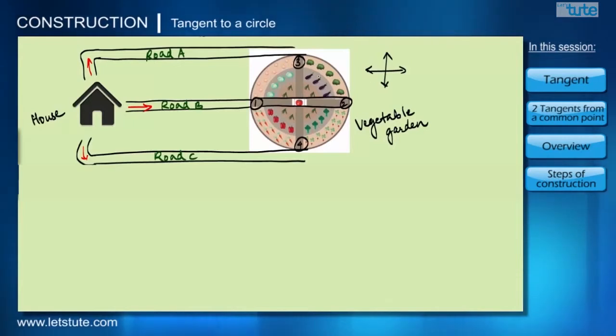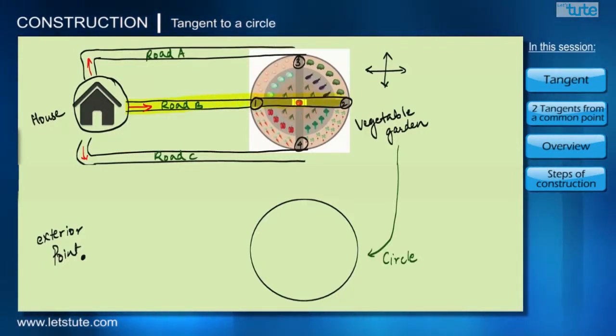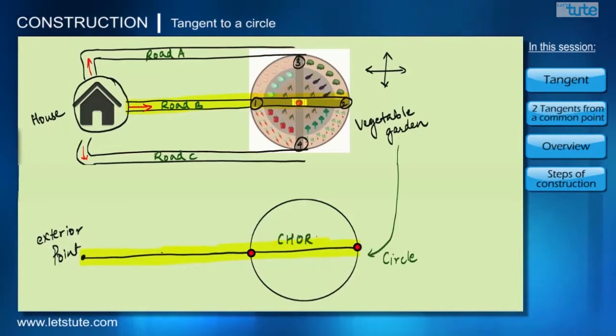Now if I carefully notice, my vegetable garden is actually in the form of a circle, correct? And this house that is located somewhere over here is actually like a point that is outside the circle. So if you see, road B starts from the house and it passes through gate number 1 and it touches gate number 2. So I can say it is like a line segment that initiates from an external point and meets the circle at 2 points. So such a line that intersects the circle at 2 points is called a chord.